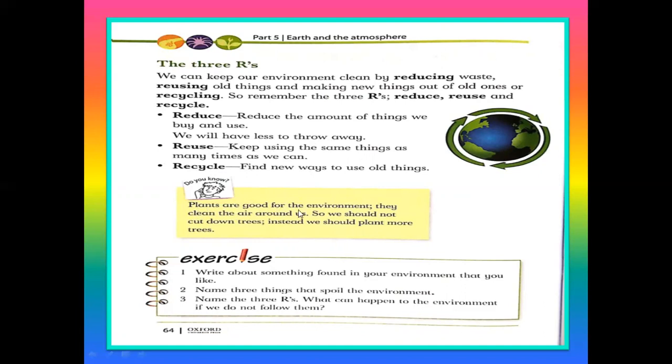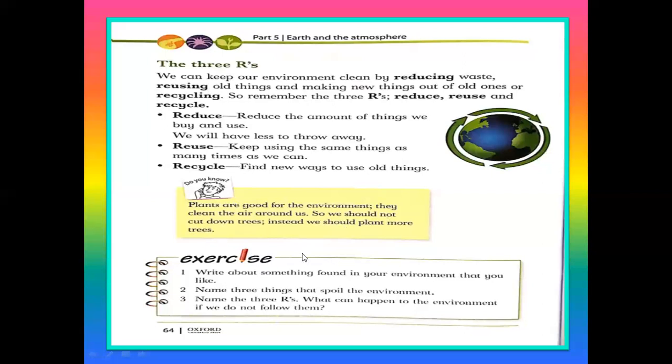Plants are good for the environment. They clean the air around us, so we should not cut down trees. Instead, we should plant more trees. Okay, students, this is about your environment and how we can save and clean our environment by using the 3 R's principle.